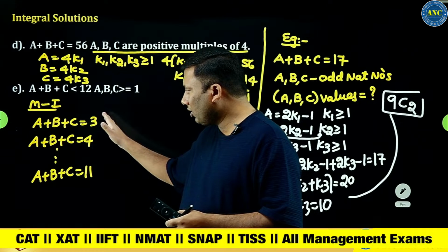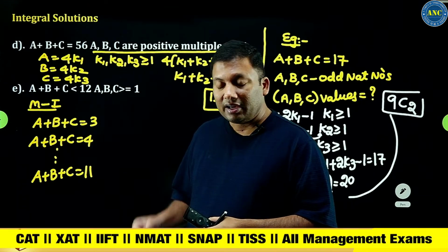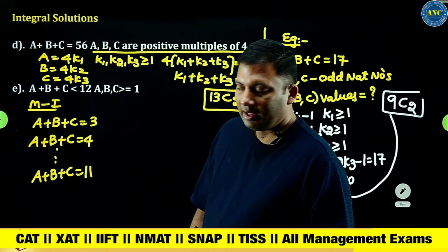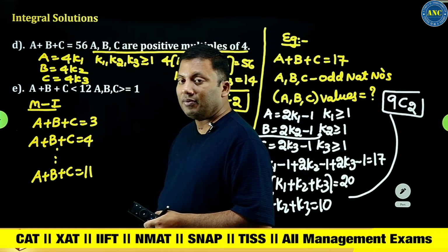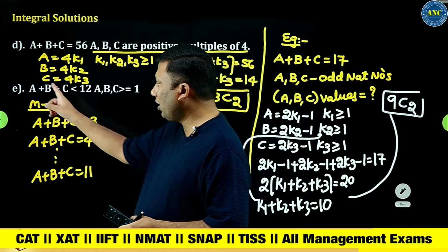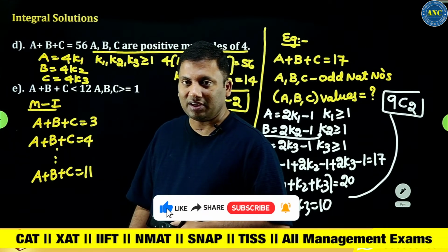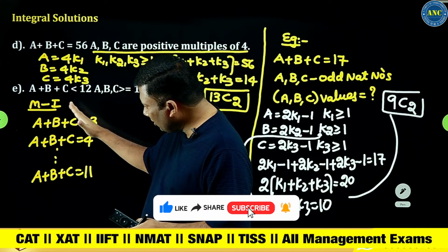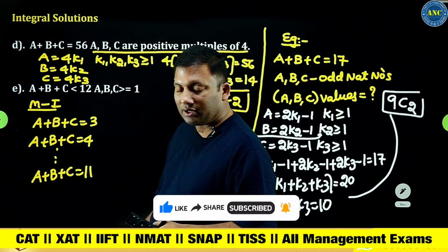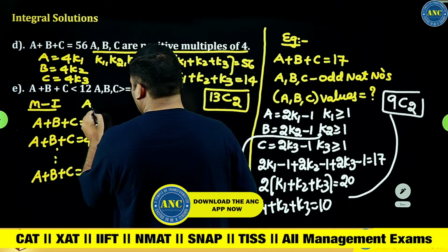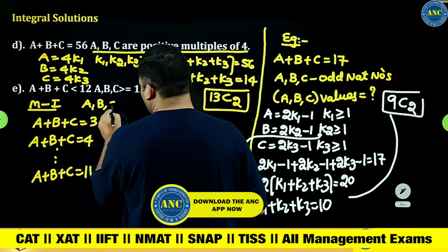Sir, why have you not started with 1? Every variable's minimum value is 1, so 1 plus 1 plus 1, the minimum should start with 3. I hope you see how the inequality is transformed into equalities.